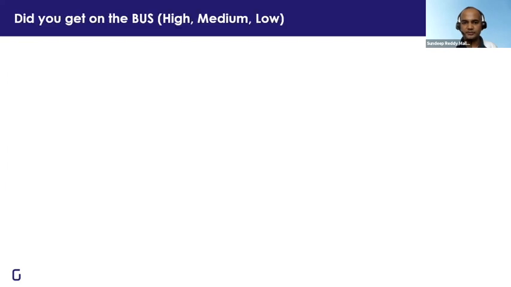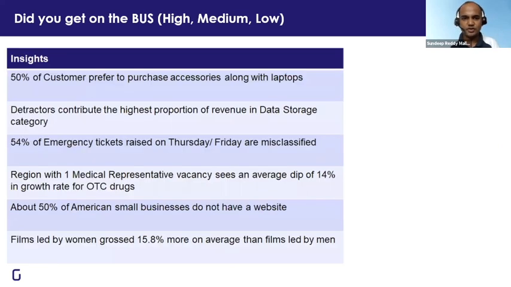Let's see if you have got on the bus, based on the last 2 minutes of explanation of insights and putting them through the big, useful and surprising structure. Please feel free to use the chat to tell me what you think of each of these insights. For a large computer manufacturer, the online commerce team has found that 50% of the customers prefer to purchase accessories along with laptops. So is this a useful insight, or a big insight, or a surprising insight? Please use the chat function to type in your opinion.